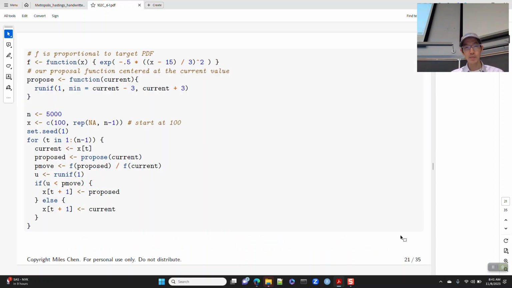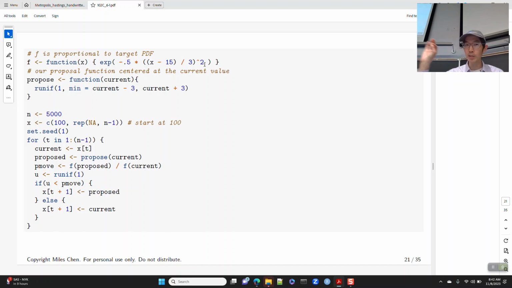So this is what our code would look like for generating using the Metropolis algorithm. And so I hope we can read this. This function f is the function we use to get f of the proposed location versus f of our current location. And again, this is just proportional to the target PDF. It's e to the negative 1/2 times (x minus 15 over 3) quantity squared. So it's not the PDF, it's just proportional to it.